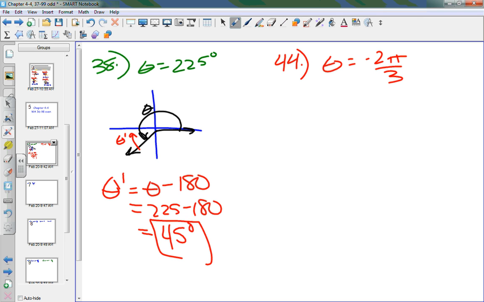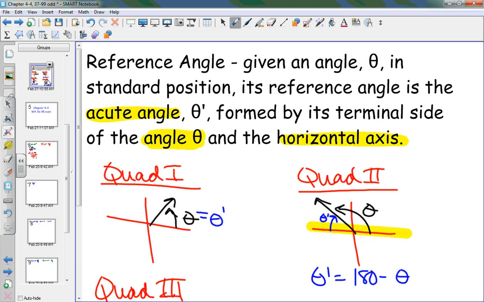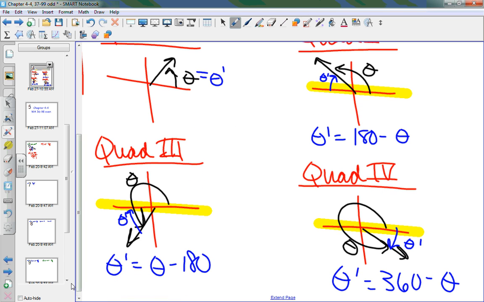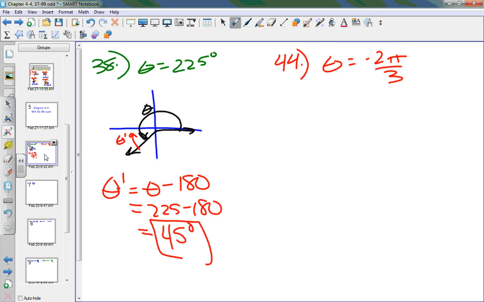Do we understand that? If you don't understand it, ask me a question. I don't know what you don't get. I'm being dead serious. Where's 225 degrees at? It's right here in quadrant 3. According to quadrant 3, what do we do? So what did I do?